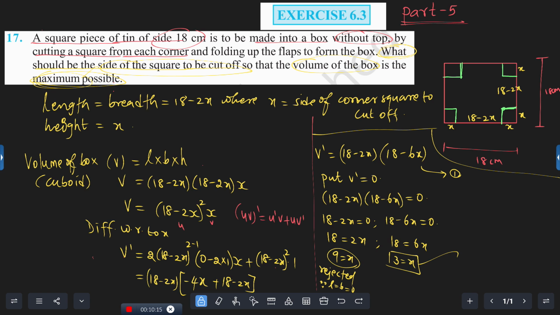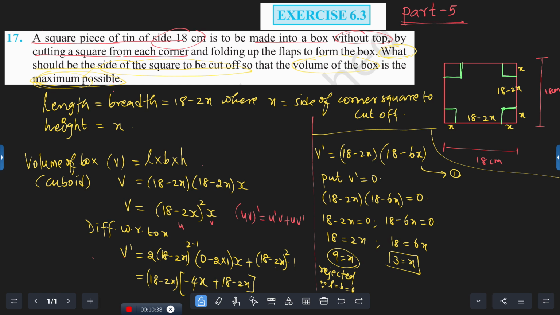Very important thing. They asked to find the x when it is maximum. We understand, but we still didn't say maximum. So to say maximum, we need v double dash. Or else you can also use the theorem, or the first derivative if you want. But I'm going with v double dash. Let's find v double dash.